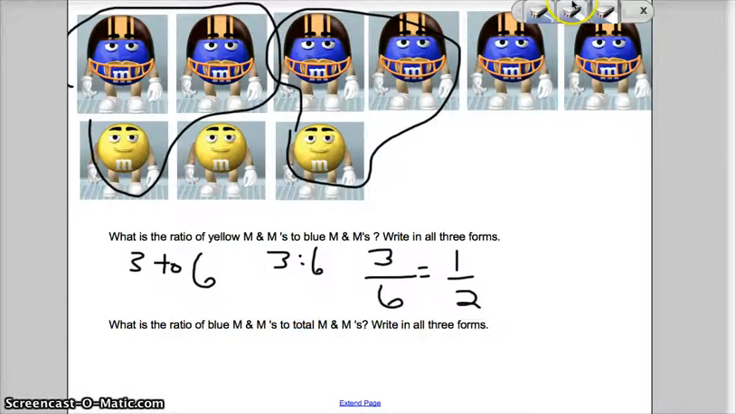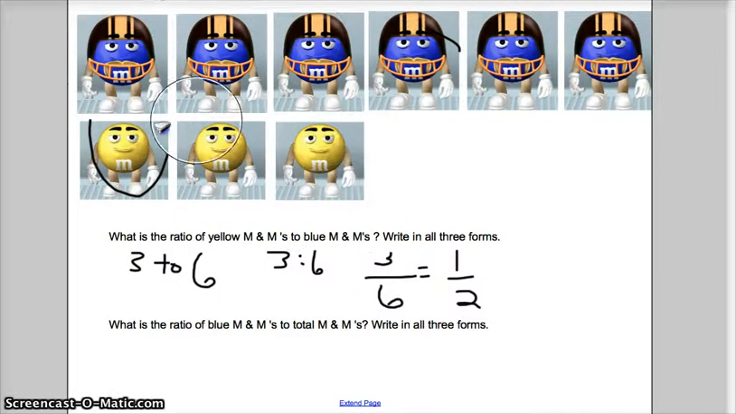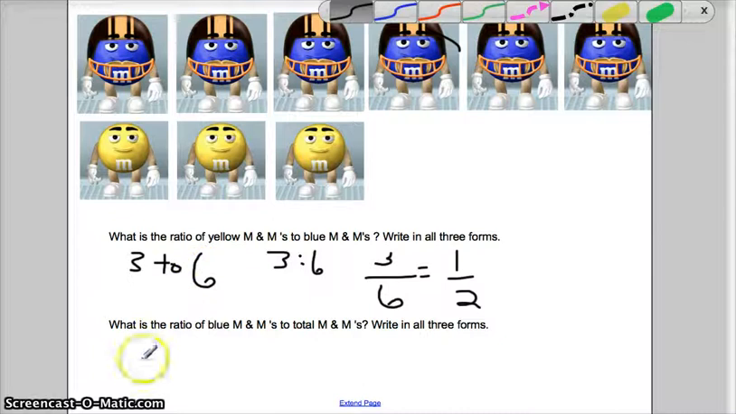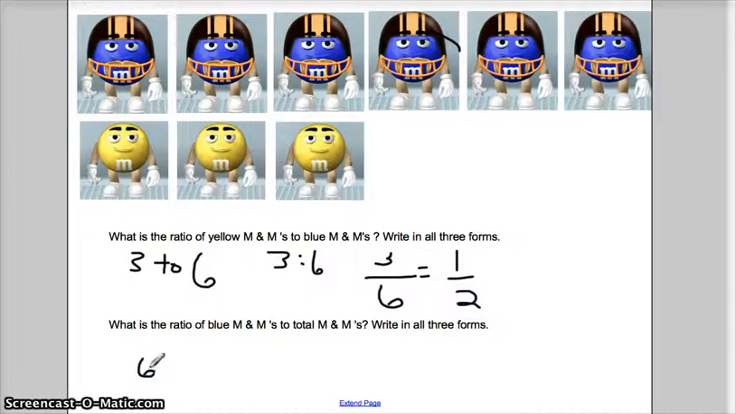Okay, what is the ratio of blue M&Ms to total M&Ms? So blue M&Ms, we have 6. And the total M&Ms in this case is the sum of the 6 blue and the 3 yellow. So it's going to be 6 to 9. I could write that 6:9. And I could write it with a division sign as a fraction, 6 over 9.